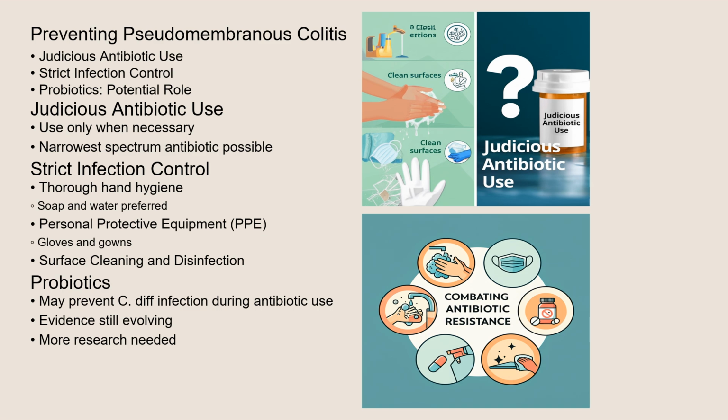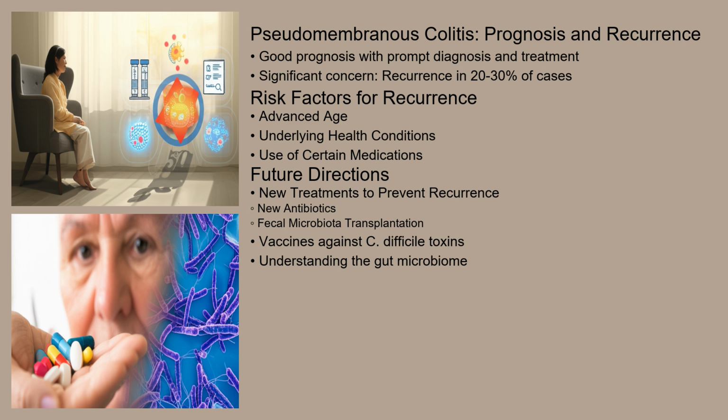The prognosis for pseudomembranous colitis is generally good with prompt diagnosis and treatment. However, recurrence is a significant concern, occurring in up to 20–30% of cases. Factors that increase the risk of recurrence include advanced age, underlying health conditions, and the use of certain medications.